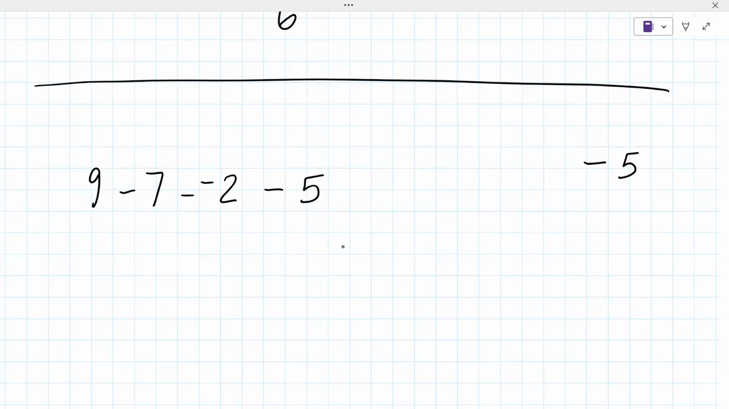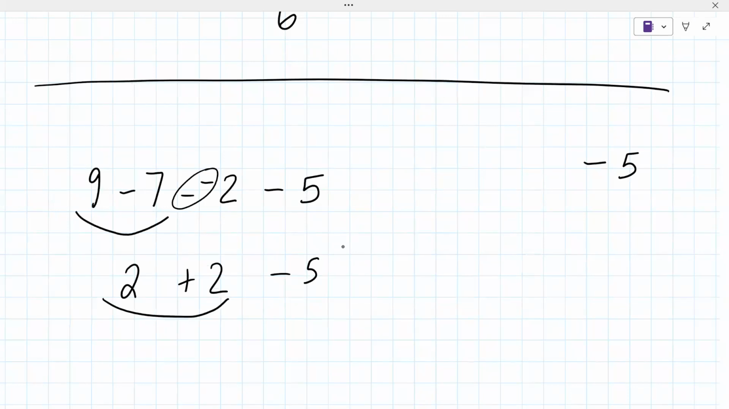-5. Okay, let's take a look here. 9 minus 7 is 2. Yes. Double negative becomes +2. What is 2 plus 2? 2 plus 2 is 4. Okay, why don't you change your answer? Definitely not -5. So 2 plus 2 was 4. Oh yeah, that's where my mistake was.